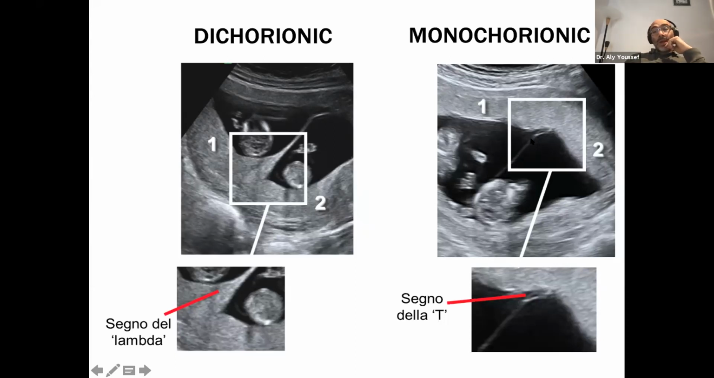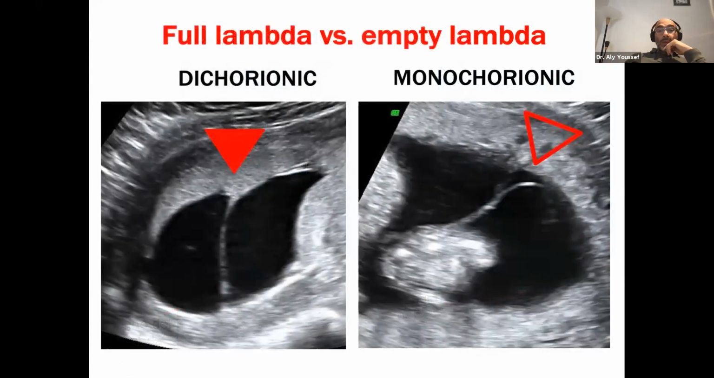not see the lambda sign, and we see a thick membrane separating the two sacs, and this is called the T sign. So the membrane is inserted in a T letter sign, whereas in case of dichorionic, we have two placentas, we have the Y-shaped sign. Okay.